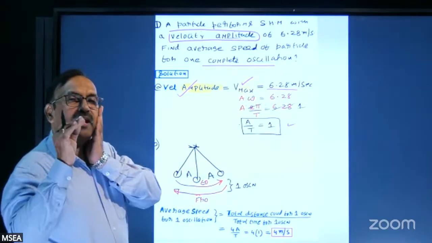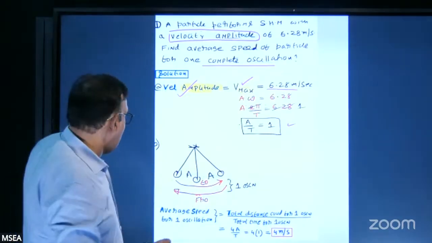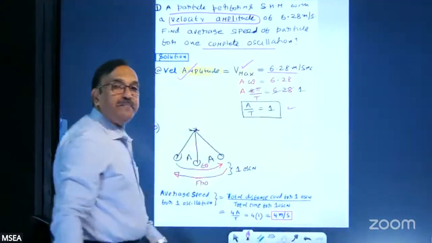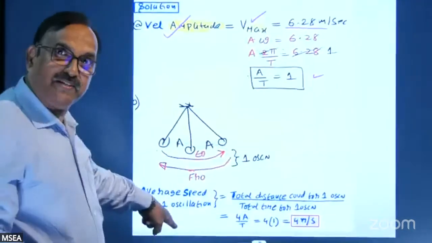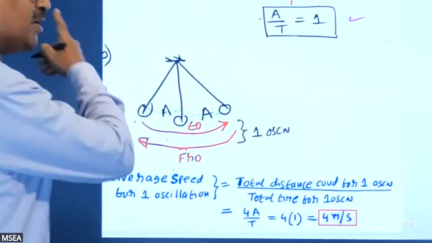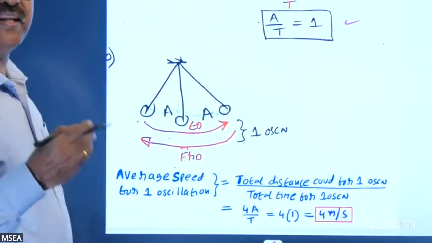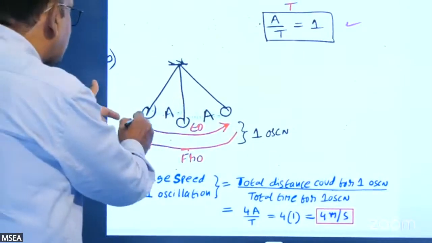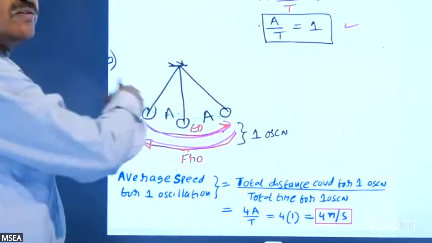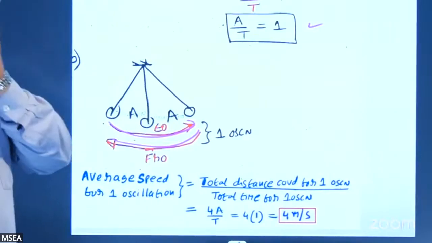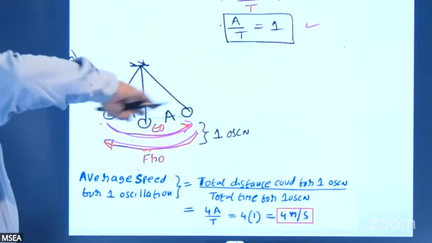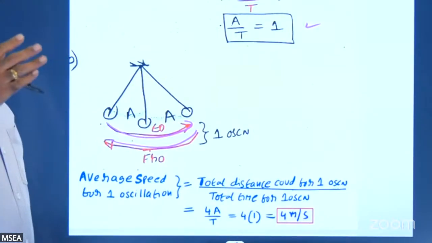Is he asking average speed or average velocity? Average speed is asked. Average speed is defined as total distance covered divided by total time. What is the total distance covered for one oscillation? As we discussed at the beginning, one oscillation includes this to and fro motion. Distance covered is defined as the actual path covered by the body, without bothering about the directions.